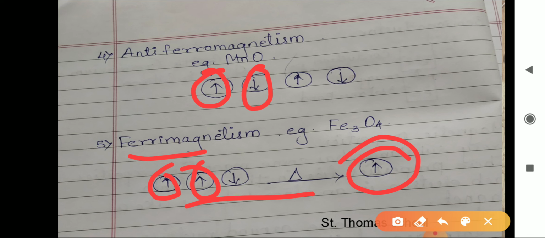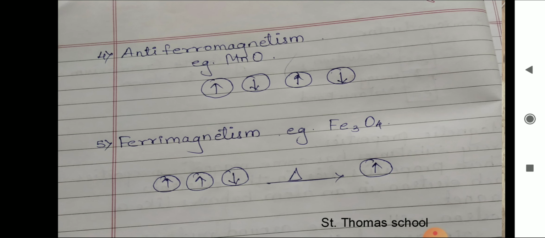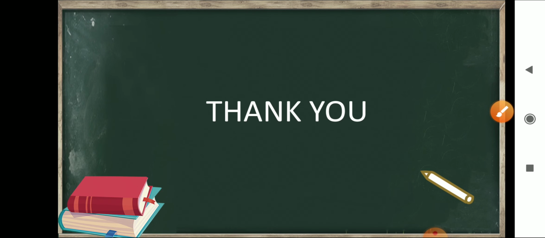Understood? So this is what we have completed in this chapter, that is imperfections in solids, electrical properties and magnetic properties. So students, I hope you understood this chapter. Go through this chapter and solve the textual questions. This chapter carries 4 marks: as I told you in the first lecture, 1 mark for objective questions and 3 marks for long answers. So do the question answers and study well. Here we end this chapter, that is solid state. Thank you.